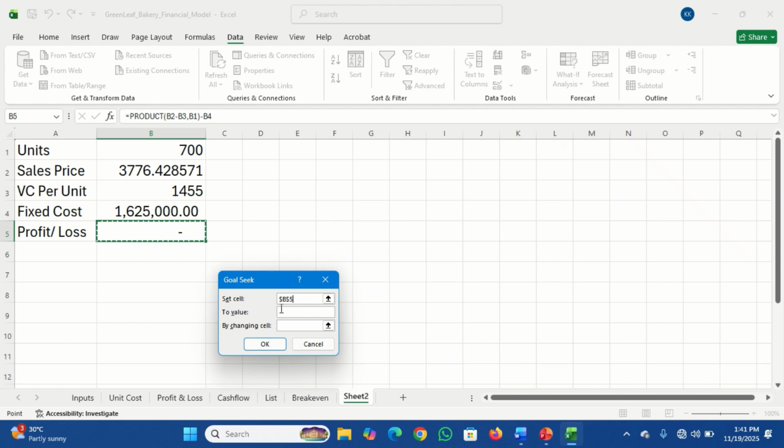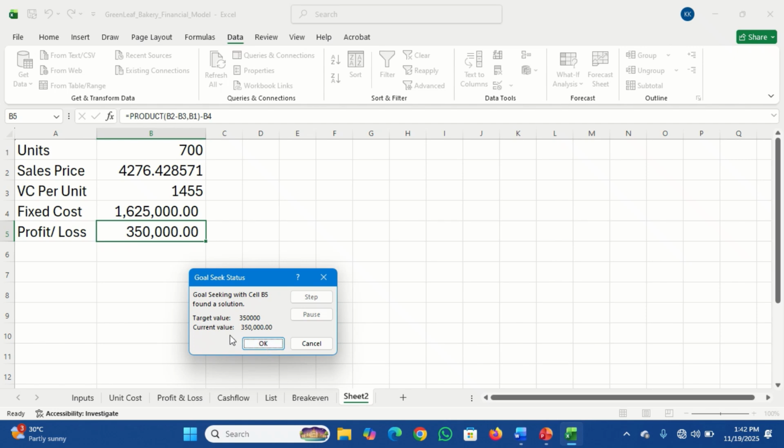So what we are going to do is to set this particular profit and loss to 350,000 naira by changing the price. Now we are going to change the price. Let's see what it's going to give us. Okay, so it means that we are going to be selling at 4,276.43 naira for each of the products.